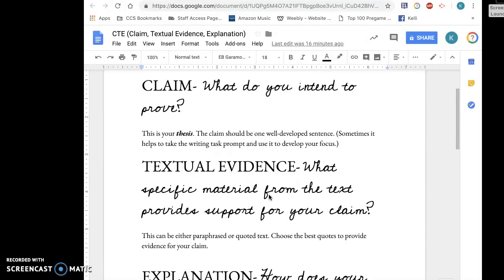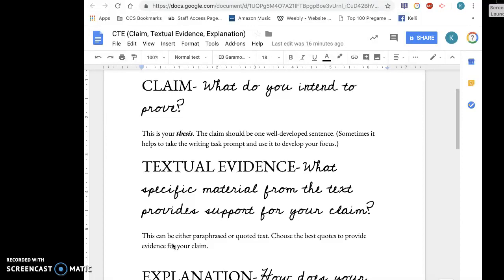So the second part of a CTE response is the textual evidence. It's not just enough to say, this is what I'm going to prove. You have to have the meat to prove your claim. So what specific material from the text provides support for your claim? You can do that in one of two ways. You can paraphrase, which is where you take what is in the text and put it into your own words, or you use quoted text.